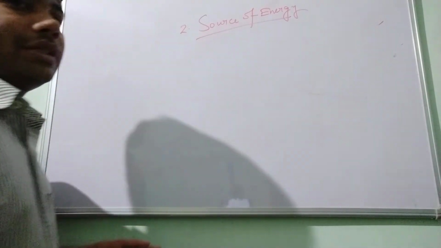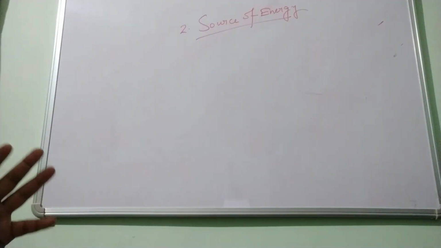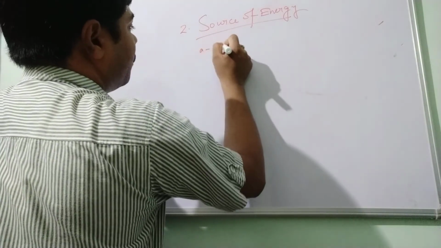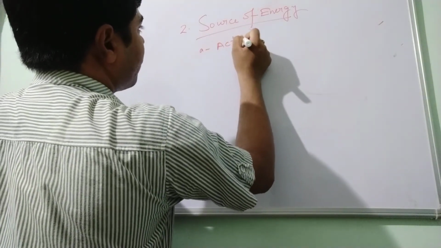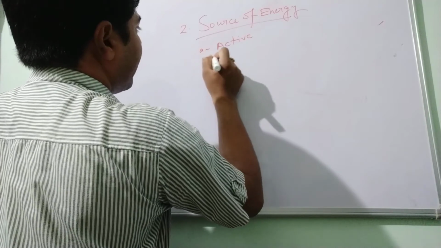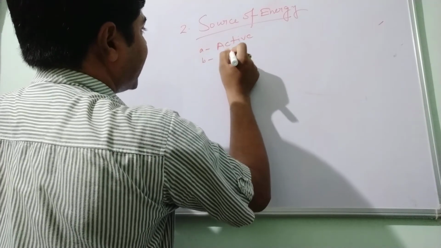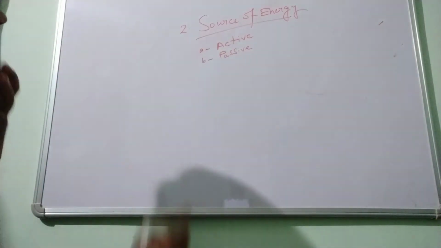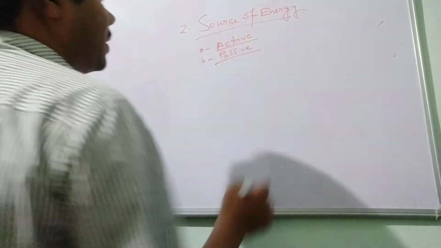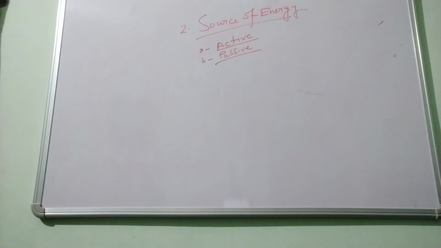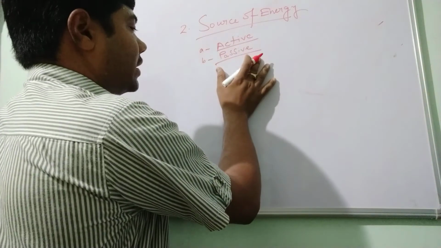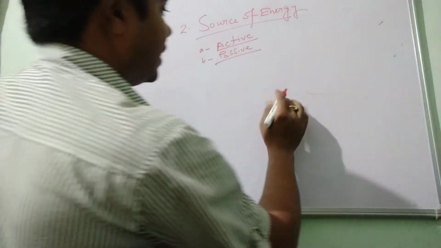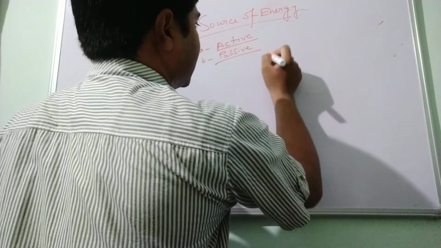Based on the source of energy, there are two types of remote sensing: active and passive. So what is the active type and what is the passive type? In passive remote sensing, the source of energy is a natural source of energy.